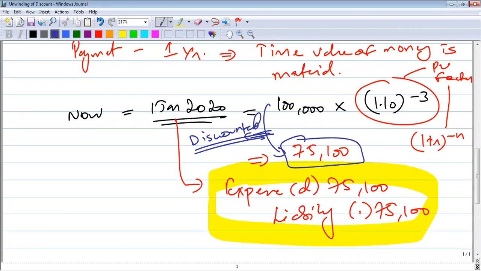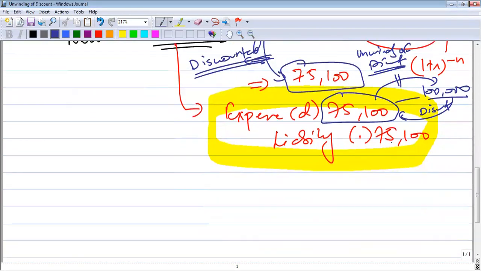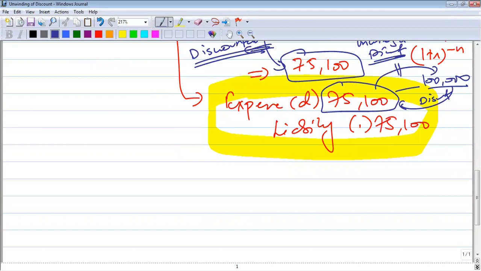We have recognized 75,100, but we have to pay 100,000 in 3 years' time. So if this 100,000 was being discounted, it has to be over a period of time. This liability of 75,100 has to reach 100,000 also. So the reversal of this discount is going to be termed as unwinding of discount. Now, how exactly do we recognize the unwinding of discount?